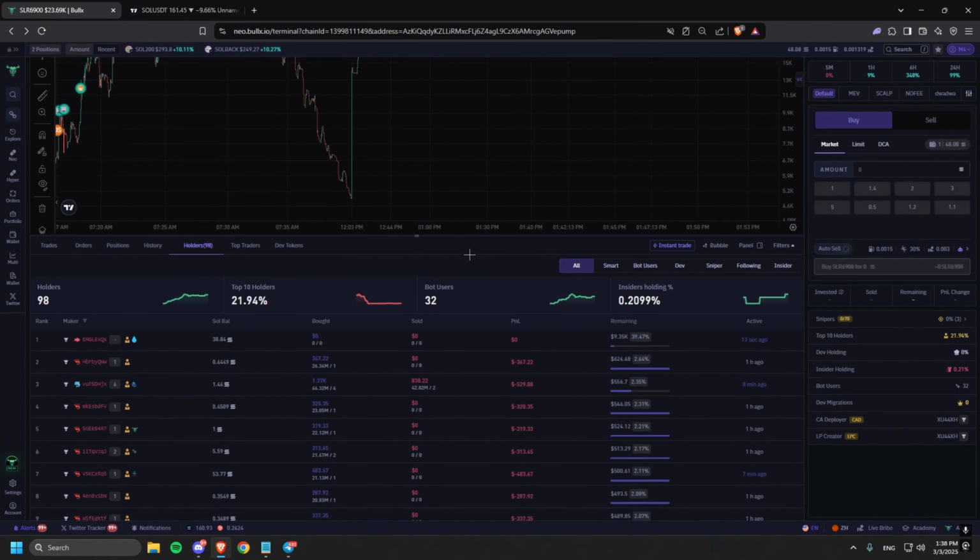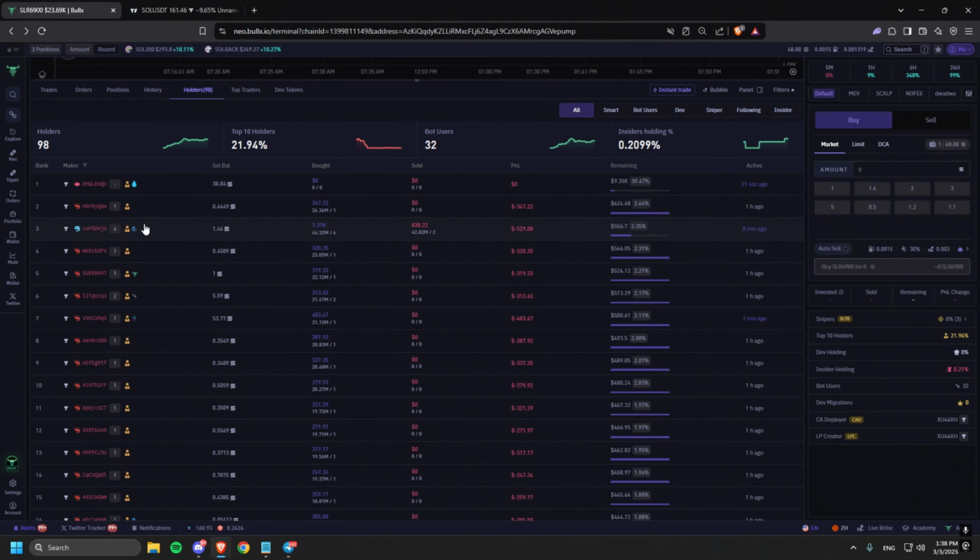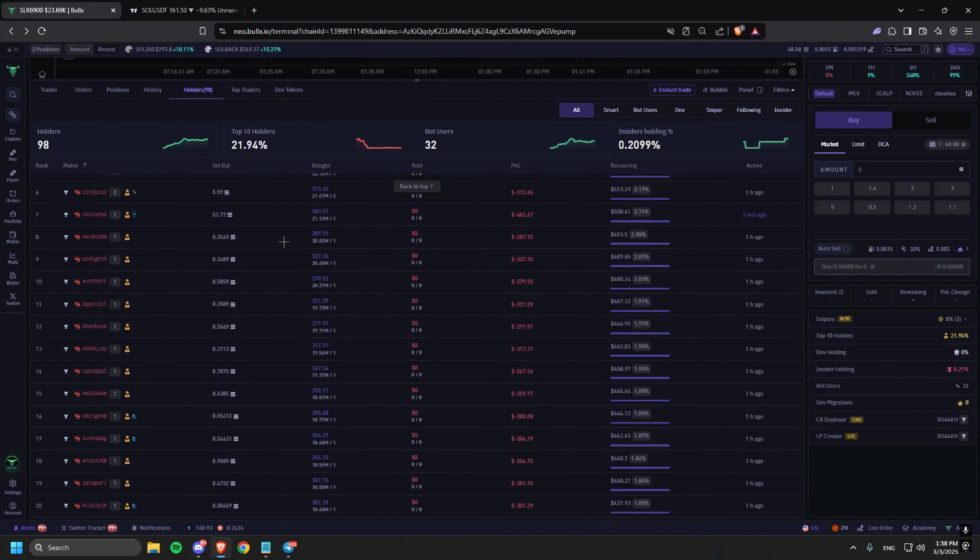Basically, you just need to look at similarities in distribution. You need to find similarities. So basically, you can look at what they bought with. For example, this guy bought with Bullx, this guy bought with Trojan. You can look at their SOL balance, how much they're holding. If you see similarities, it's most likely bundled.